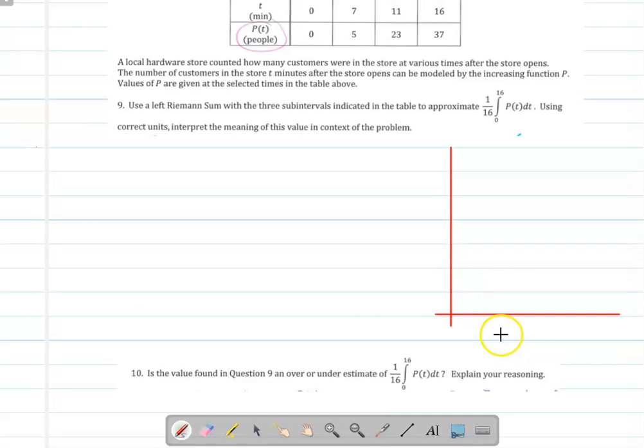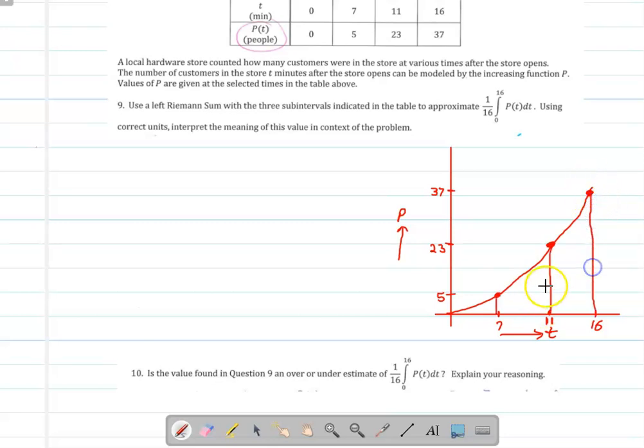Along the x-axis, time is taken. Along the y-axis, p-values are taken. We draw the points and join them to get the curve. This whole area is divided into 3 sub-intervals. We are going to draw the 3 rectangles over these 3 sub-intervals. The height of each rectangle is given by the y value at the left hand point.